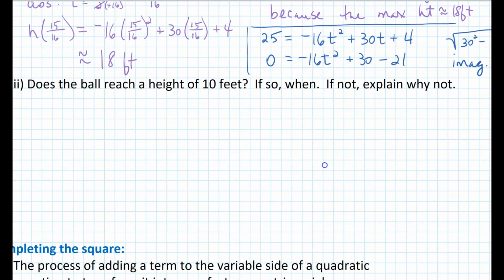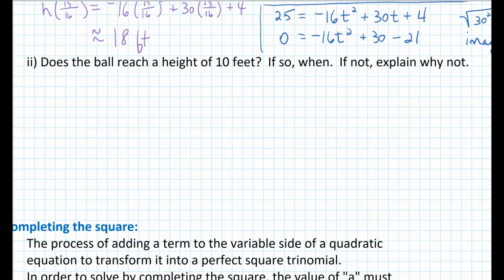Okay. So, does the ball reach a height of 10 feet? Yes. Okay, and how do we tell? Because the maximum is greater than 10. Okay, so we do know that it will reach it, and how do we find when that occurs? Put 10 as y. Plug 10 in.